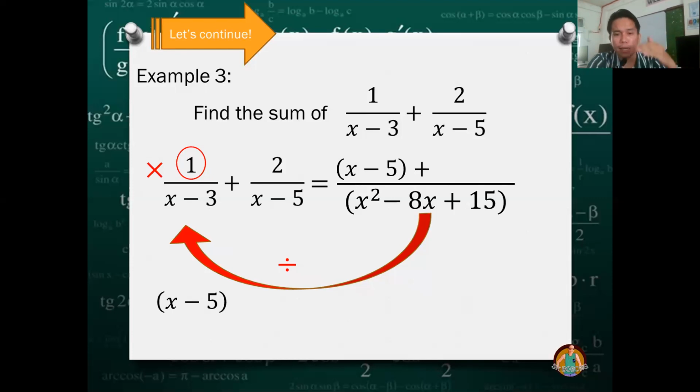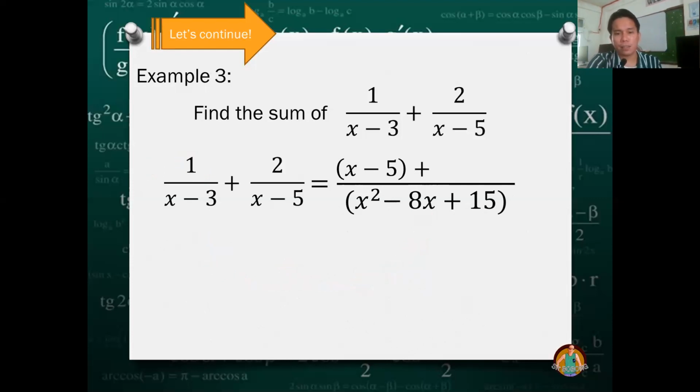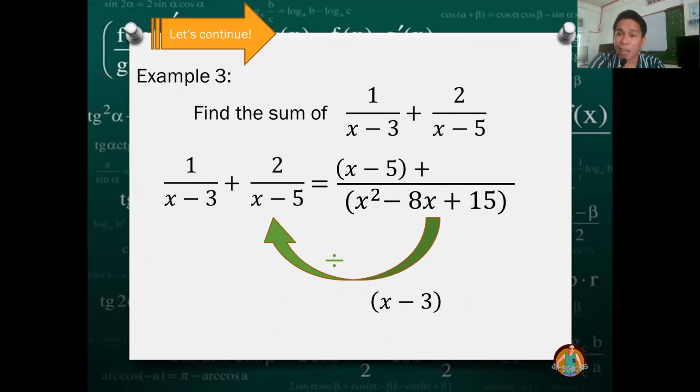Naintindihan ba yon? Again, divide x squared minus 8x plus 15 divided by x minus 3 will give us x minus 5. And then x minus 5 times 1 will give us x minus 5. That will be our numerator ng ating first term. Klaro? Sige.